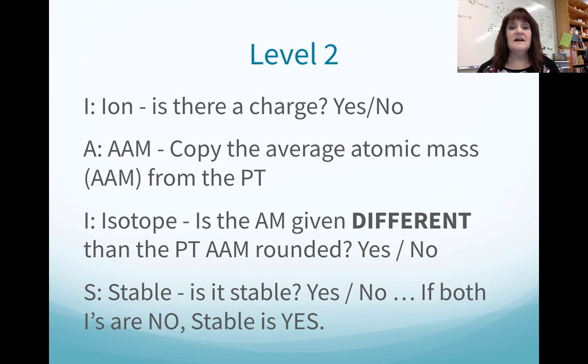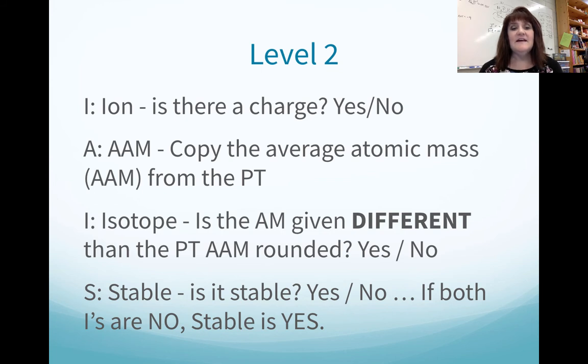The first I is an ion, and this question is what you ask yourself. Is there a charge? Yes or no? The A stands for AAM. This is literally just so you can make a comparison easier. You copy the average atomic mass in its entirety from the periodic table. The second I stands for isotope. Is the given atomic mass different than the periodic table AAM rounded? Like in that first example, 42 was different than 39. So if you say yes, they are different, you write yes, this is an isotope.